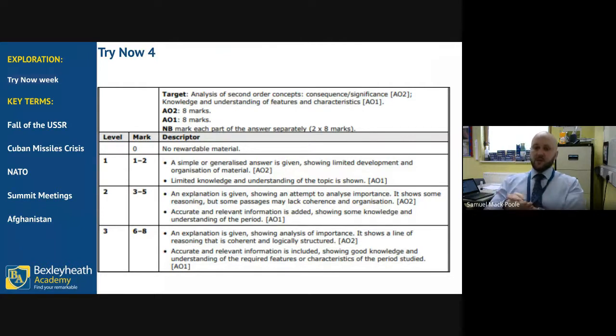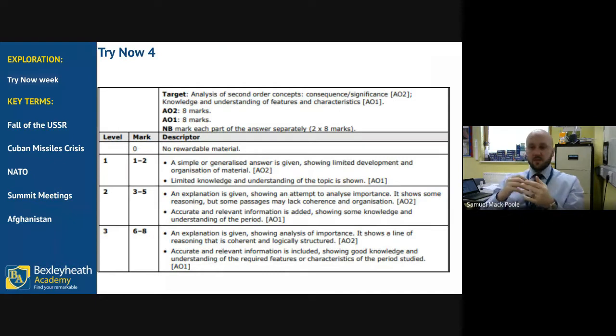And of course, you get a knowledge mark for your AO1. Accurate and relevant information is included. So your emphasis should be on the importance of the summit meetings in these superpower relations. Remember what your course is called. It's called superpower relations. You've got a relationship between the USA and the USSR. Why are these summit meetings important?